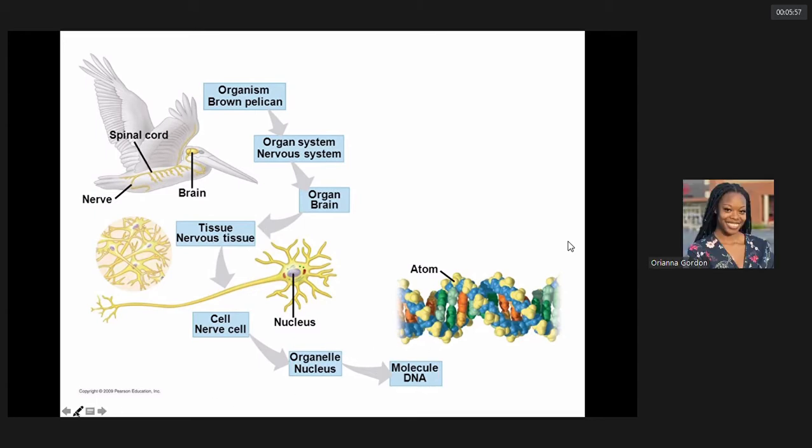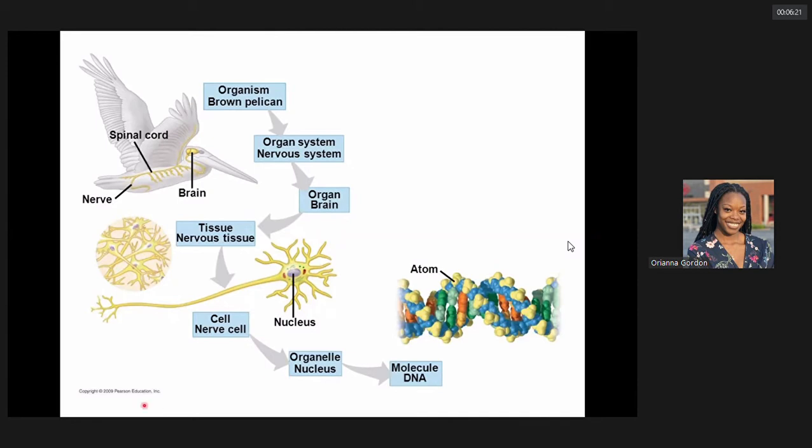Then that's when we move into cell organelles, and organelles are the little things within the cells that actually help the cells do their function. That would be vacuoles and ribosomes and Golgi apparatus, things like that. And organelles include the nucleus, of course, because that holds the DNA of the organism itself.